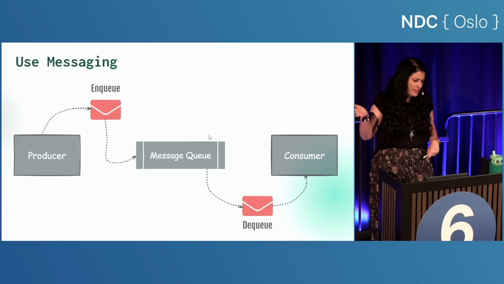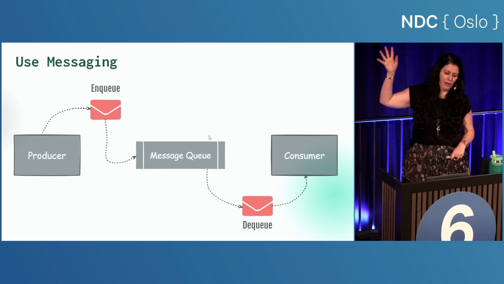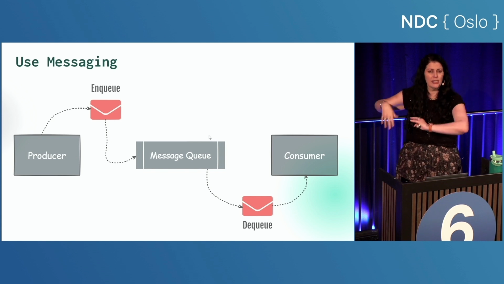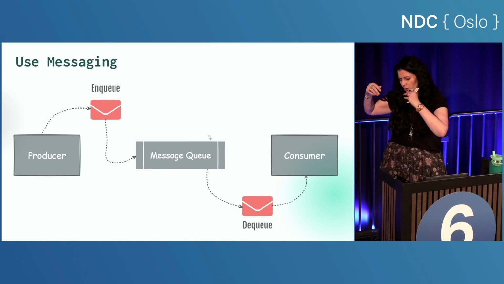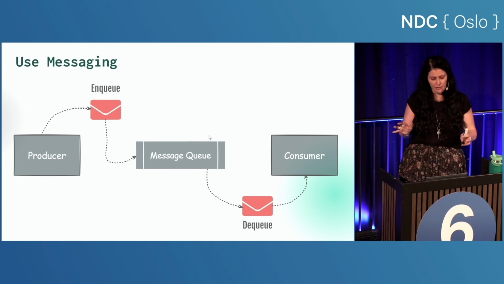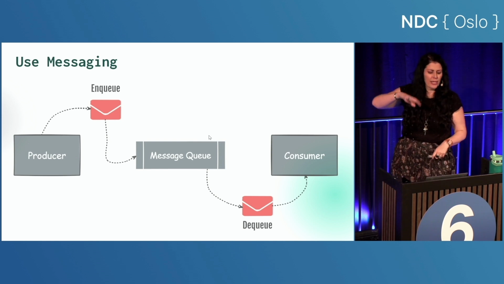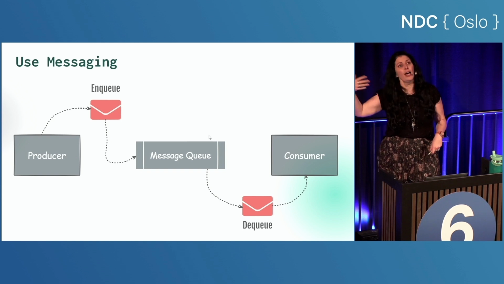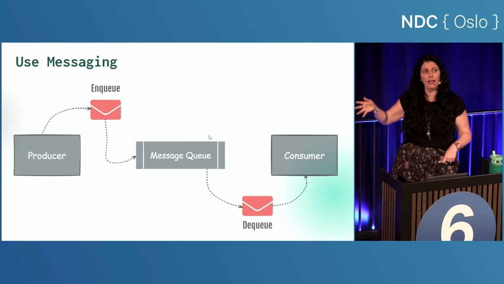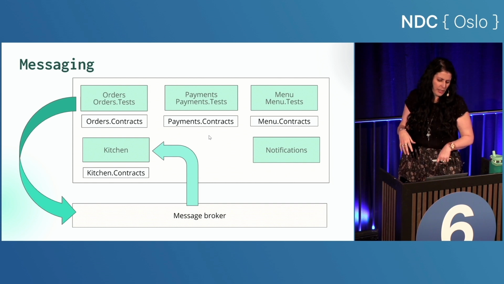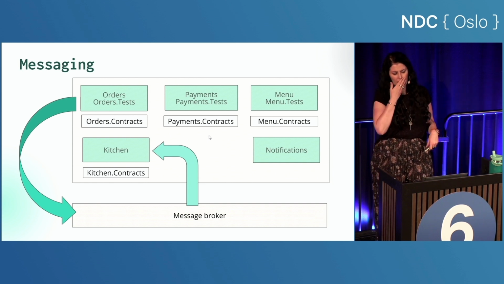So messaging here, this is a simple diagram of it. We have a producer that's creating a message. So this is things like queues and pub subs and all that kind of stuff. And we can enqueue a message onto a message queue, and then the other module that needs to know about that message can dequeue it.